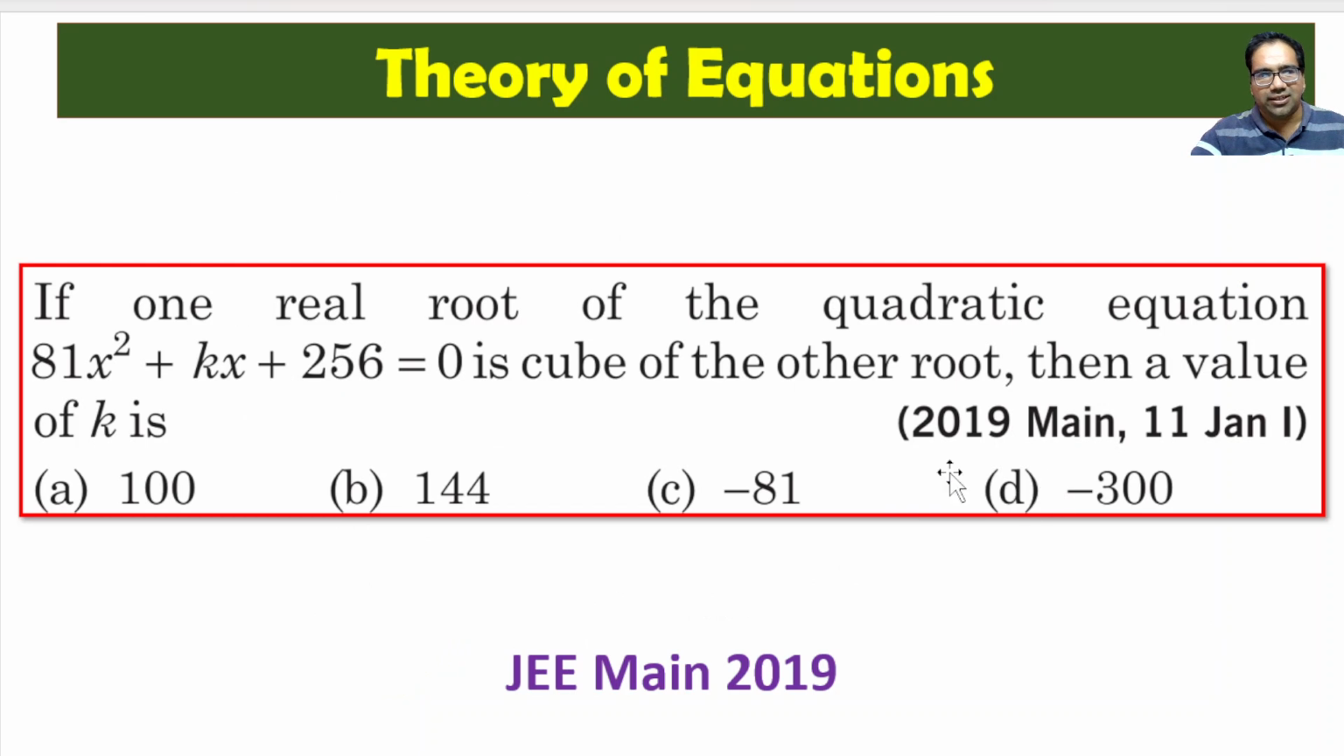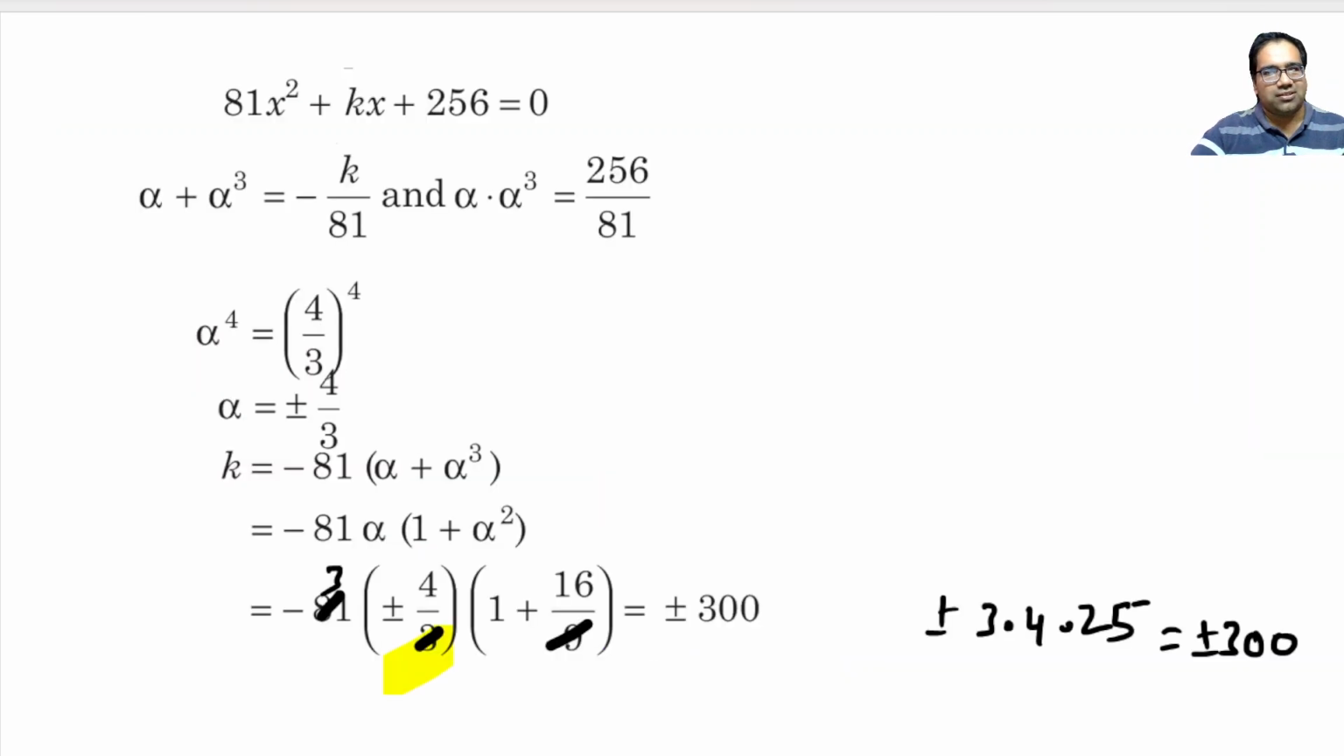So here minus 300 is given, so the correct answer is minus 300. k can be plus 300 also, k can be minus 300 also. Very simple problem. We can solve this just by using the sum of roots and product of roots of a quadratic equation. Right, guys?